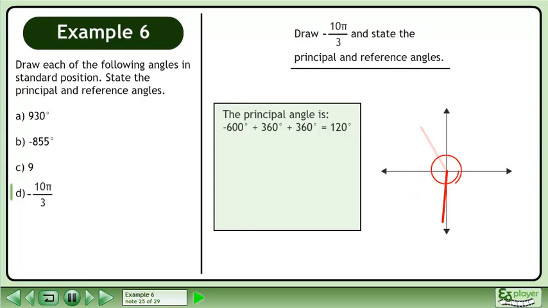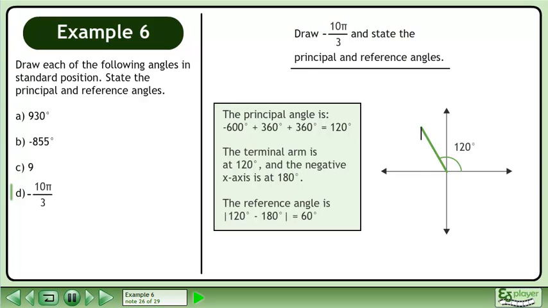Start at negative 600 degrees, then add 360 degrees 2 times to get the principal angle of 120 degrees. The terminal arm is at 120 degrees and the negative x-axis is at 180 degrees. The absolute value of their difference is the reference angle, 60 degrees.